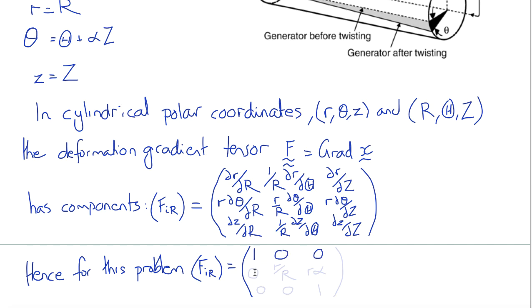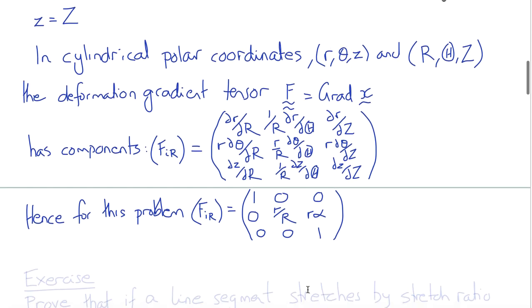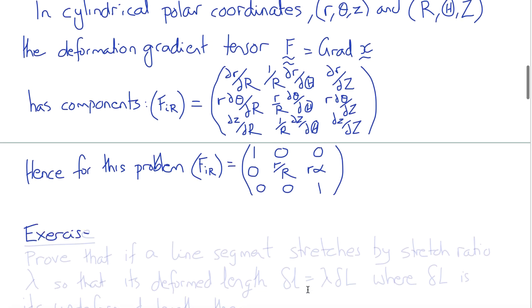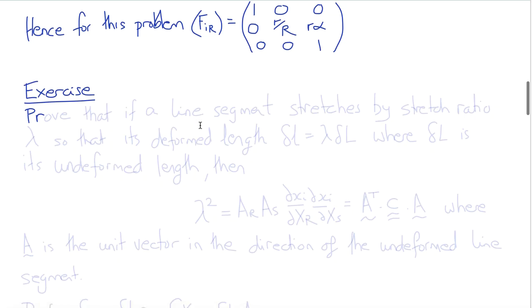And so then applying this to the displacements that we've defined, del r del R is 1, and del r del Theta and del r del Z are 0. Del theta del R is 0. Del theta del Theta is 1, but we have an r upon R here. And then del theta del Z is alpha, and there's an r here, so we get r alpha. Then del z del Z is 1, and del z del R and del z del Theta are 0. So now we have the deformation gradient for this problem, and we can proceed from that to compute the components of the strain tensors and the right and left Cauchy-Green deformation tensors in the same way that we did before.